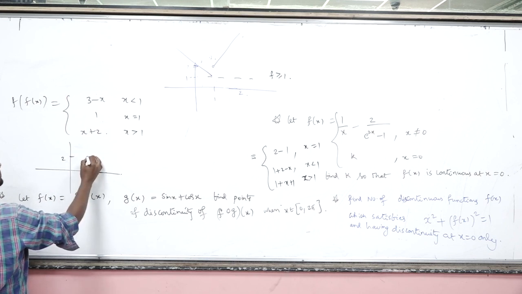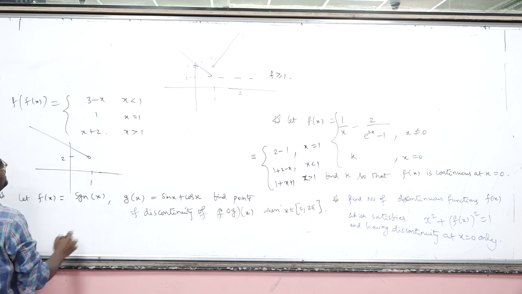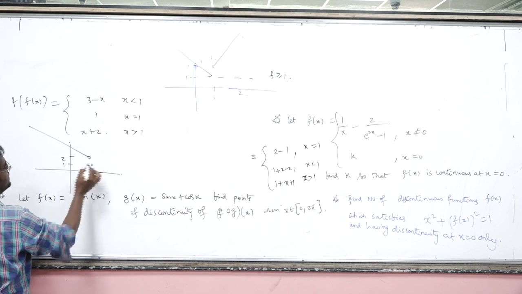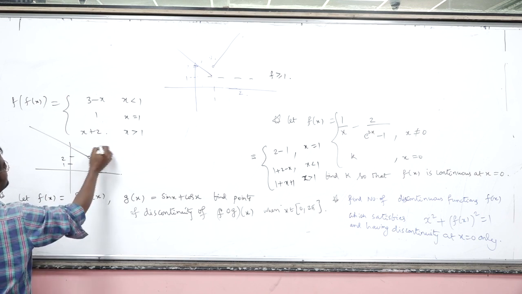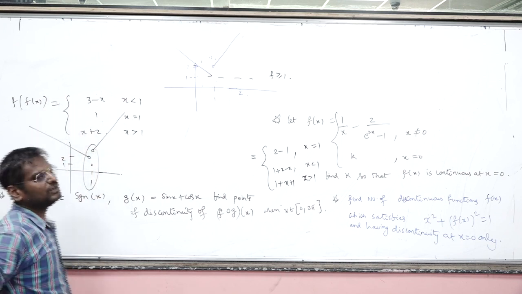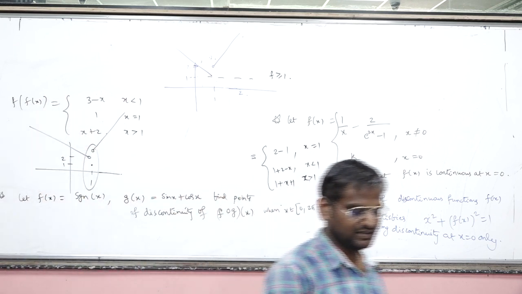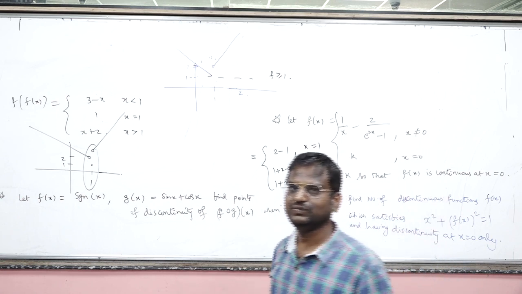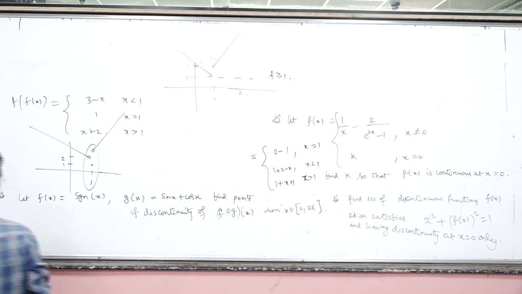This is 2 for example. Okay, exclude this. At 1 it is 1, so there is this. X greater than 1, it is 3. Okay, so there is only one point of discontinuity, that is at x equal to 1. Okay, next question.